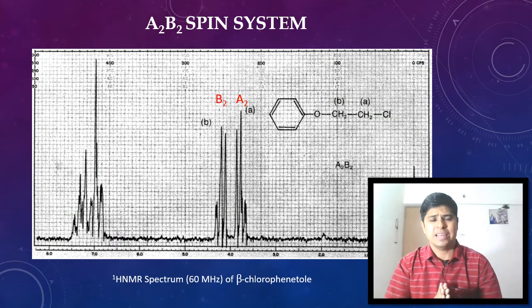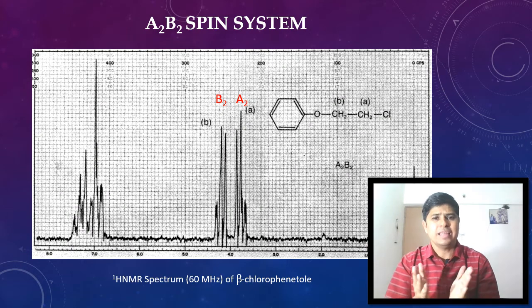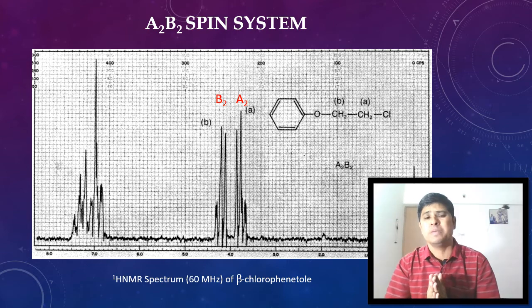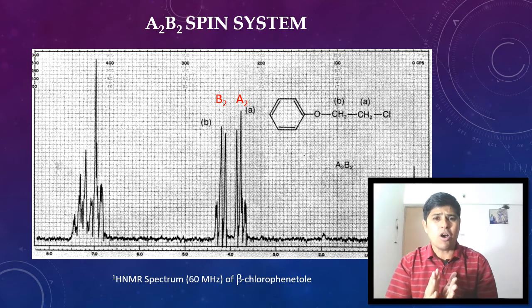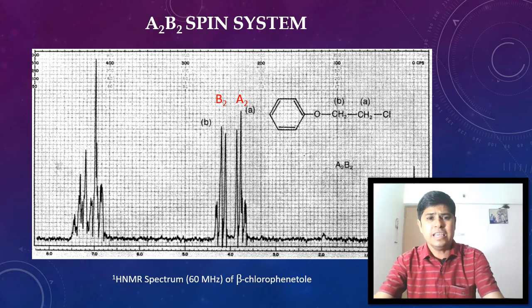Now let us see another example in this slide. This is an A2B2 spin system. We may call it an AB spin system if each group does not have two protons. See here, A2B2 spin system means there are two groups of protons, an A group of protons and a B group of protons, and each group has two protons. Hence, this is an A2B2 spin system.